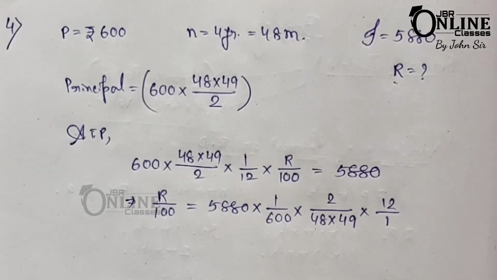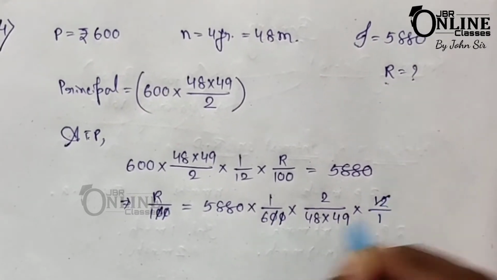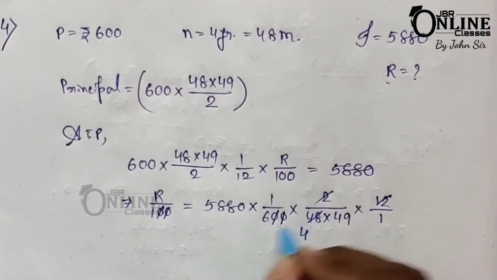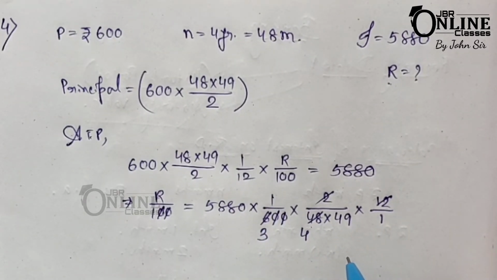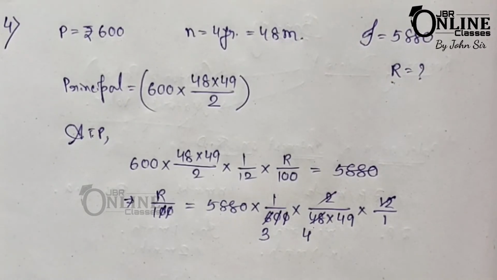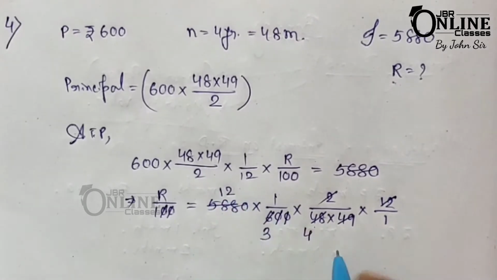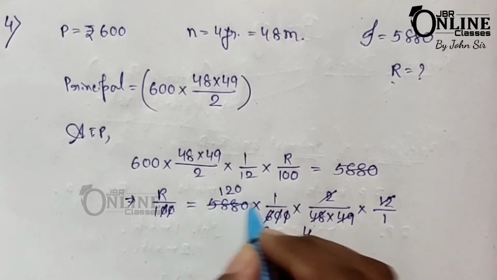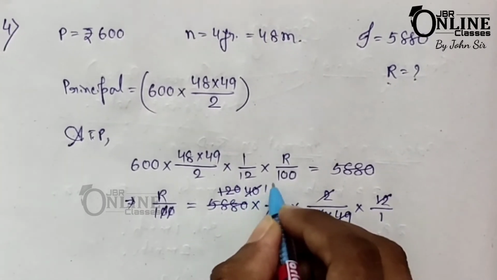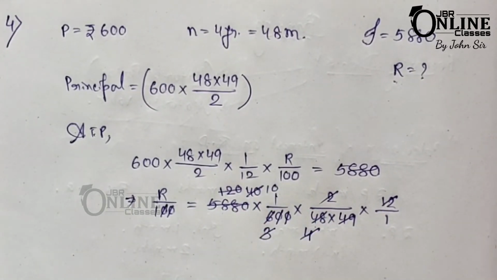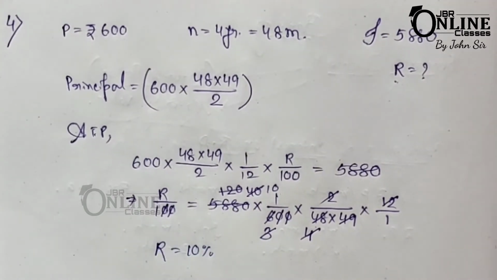Okay, so here 0 cancel out, 4 3. Now if we divide 588 by 49, it becomes 12. So 0 here, 5880, so 120, then 3 divide 40, then 4 divide it's 10. Okay, so here R equals 10%. That means rate of interest equals 10%.